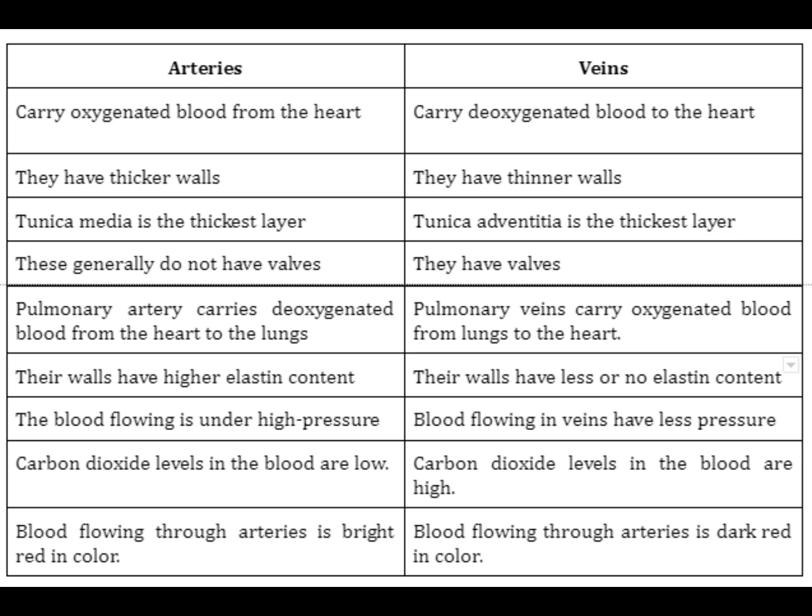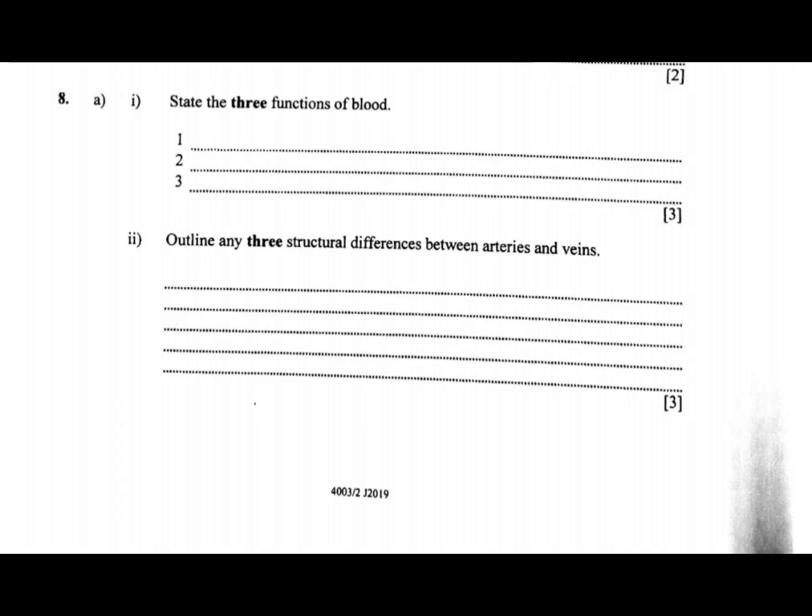The blood is going to flow through arteries in bright red color, and for veins it is going to be dark red in color. In arteries we have small lumens, while in veins we have large lumen. So the question in June 2019 was requiring candidates to specify structural difference, for example, thickness of wall, size of lumen, and presence of elastin content.